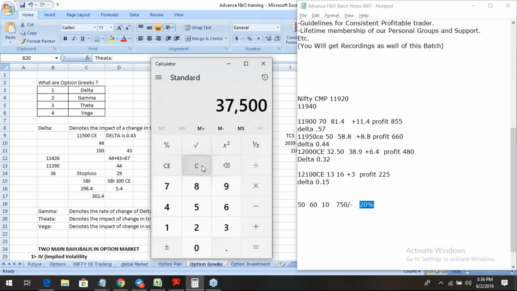So the psychology I'm saying is: options will get you a big amount of money in quick time, but you have to book quickly. Don't hold.